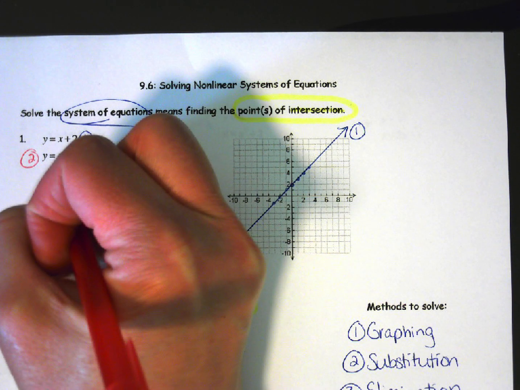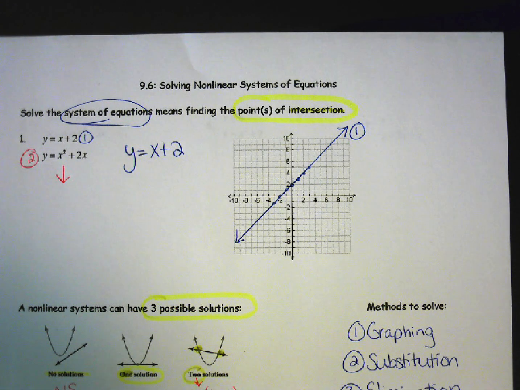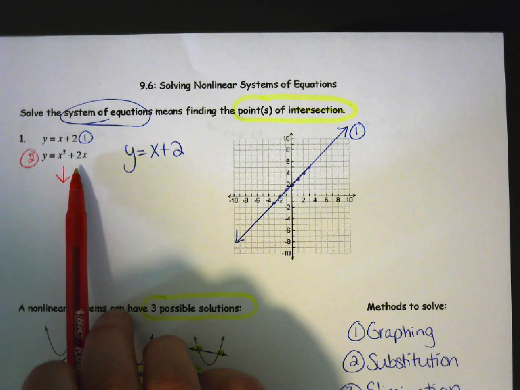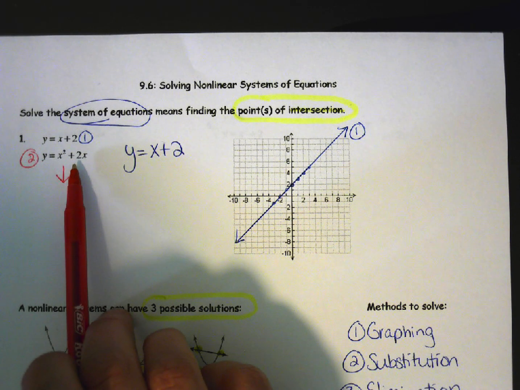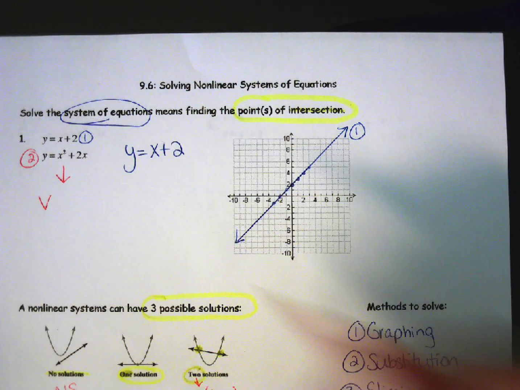My second equation is a parabola. So for a parabola, I can't use slope-intercept. So I need to think back to our previous chapters or our previous lessons, and I need to think about, okay, how do I graph this? If I was there with you, a couple things I would ask is where do we start? And maybe somebody would throw out the vertex. Well, how about we calculate the vertex?